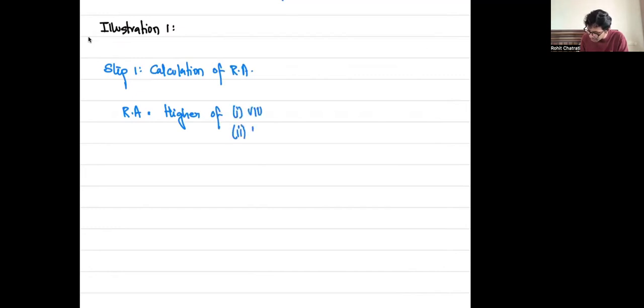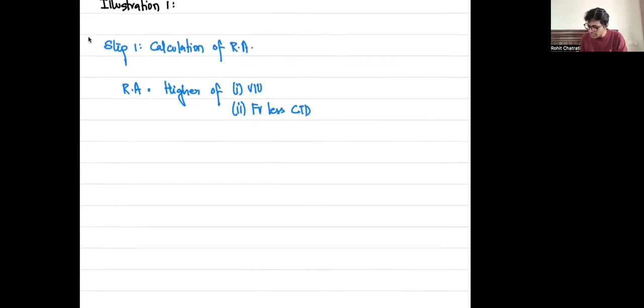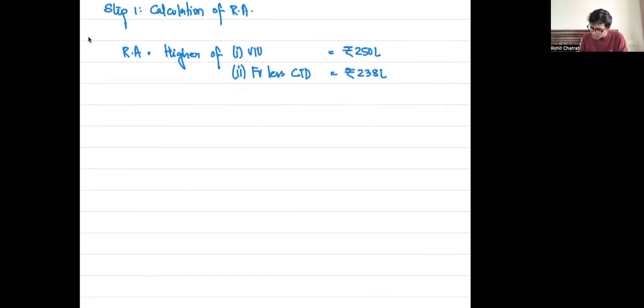Let's start with step number 1, which is calculation of recoverable amount. Recoverable amount is calculated as the higher of value in use and fair value less CTD. So we compare value in use and fair value less CTD. Whichever is higher will be regarded as the recoverable amount. Value in use in this question was rupees 250 lakhs. Fair value less cost of disposal is 238 lakhs. So the greater of the two will be the recoverable amount. So in this case, recoverable amount is going to be equal to 250 lakh rupees.